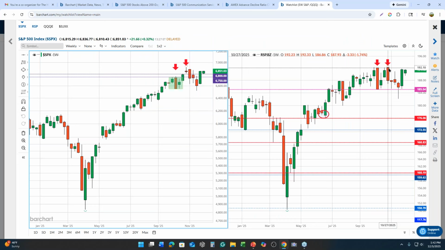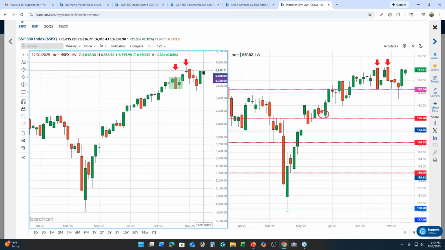And we saw that, right? NVIDIA stubbed its toe, Meta stubbed its toe, and then the market fell. Now, what is interesting since then is we are now attempting to take out the all-time highs, both on the equal weight and our cap weight. And we've already seen that. We've already started doing that analysis, right?